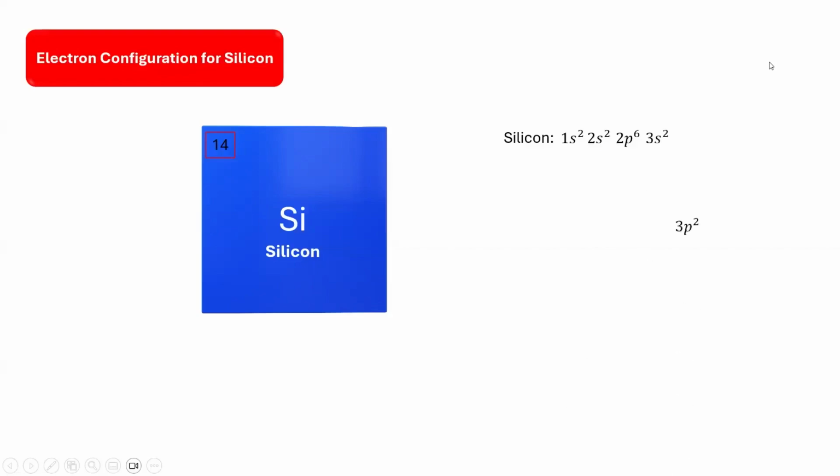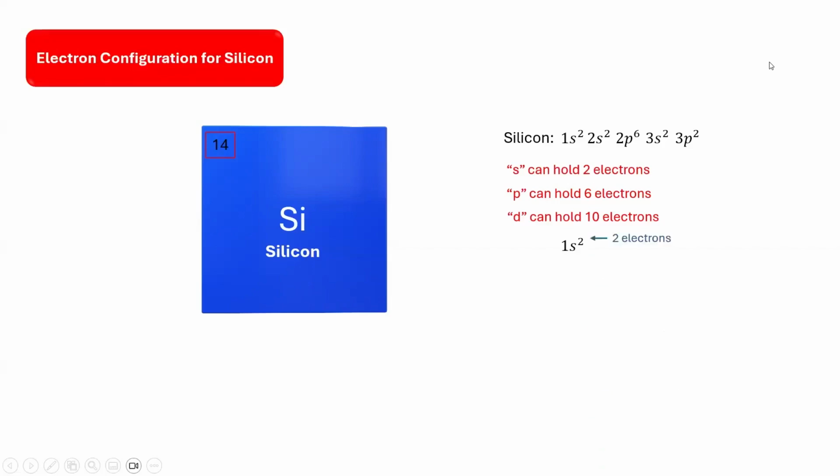Let's break down the electron configuration for silicon. We have the 1s orbital, which will hold 2 electrons, the 2s orbital, which will also hold 2 electrons, and the 2p orbital, which will hold 6 electrons. Then the 3s orbital will also hold 2 electrons, and the final 3p orbital holds the remaining 2 electrons. This is the electron configuration.